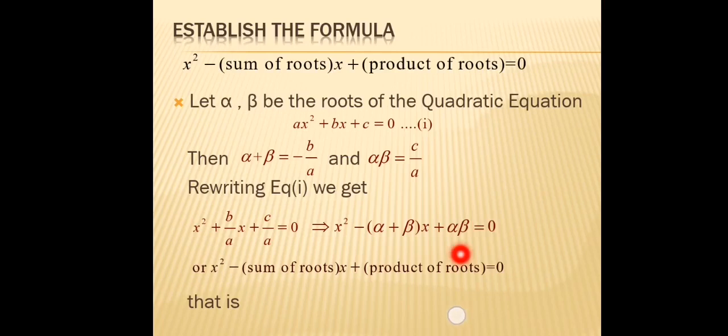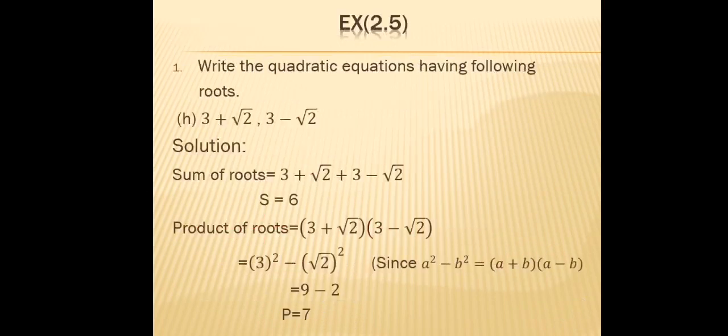We can simply write sum of roots in place of alpha plus beta and product of roots in place of alpha beta in order to use the formula in more authentic form. Similarly, if we just write this sum of roots shortly as s and product of roots as p, we will be having x square minus sx plus p is equal to 0.